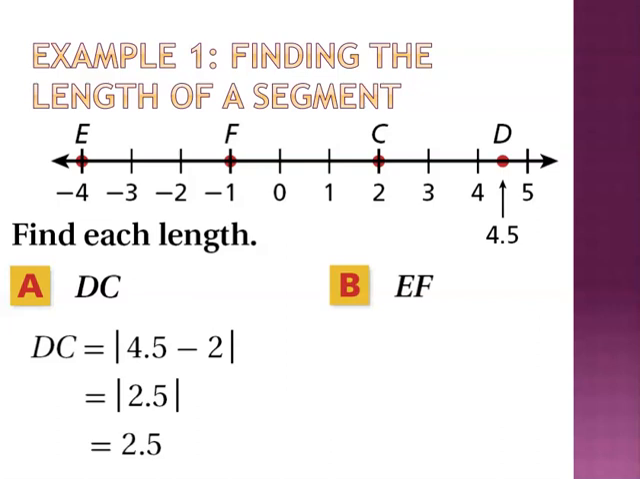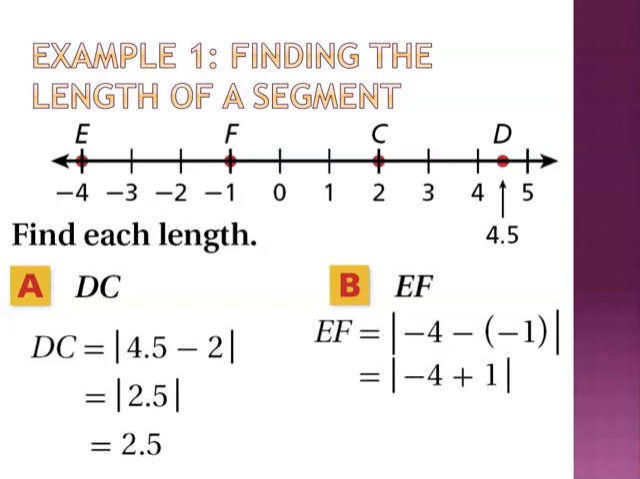Alright, now let's look at the second one. We're trying to find the length of EF. So again, we're just going to use the coordinates that correspond to E and F, find the difference, and then take the absolute value. So we have -4 at E and -1 for F. So -4 minus -1, we take the difference, and then we take the absolute value. So you can see here how using the absolute value is necessary because we're trying to find a length. We're trying to find a distance, and that has to be either positive or 0. It can't ever be negative. So here we have -4 plus 1, which is equal to -3, and the absolute value of that is equal to 3.